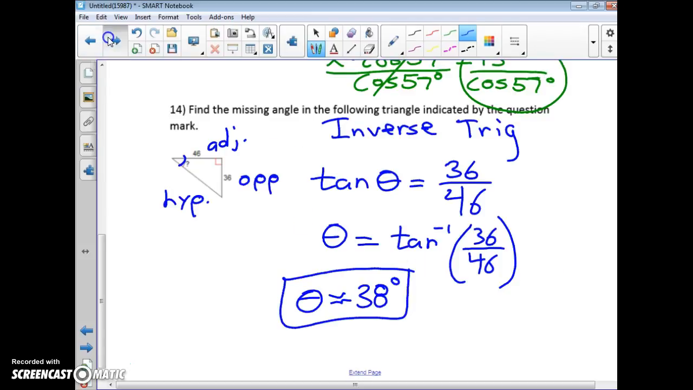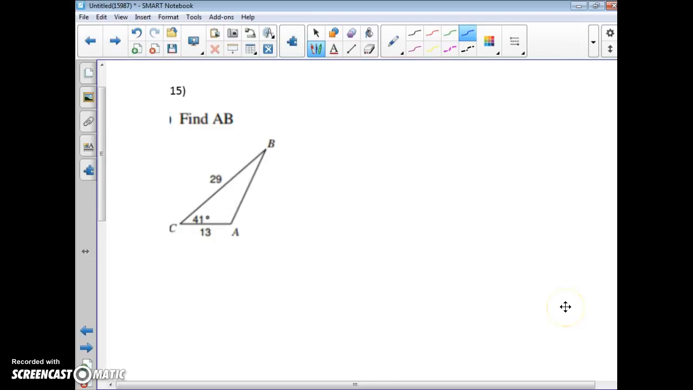Next. Right here, 15 and 16 are non-right triangles, so it's any ordinary kind of triangle. I don't know what kind exactly. Maybe acute; this one looks like it may be an obtuse triangle.